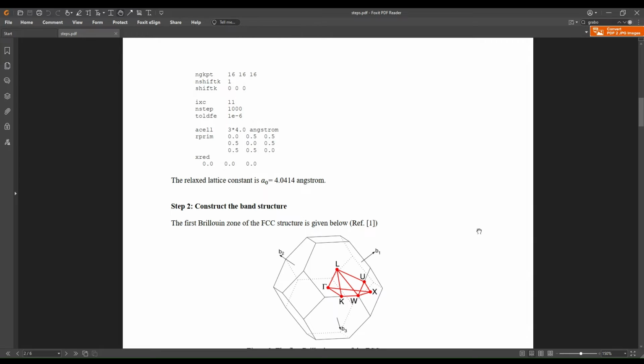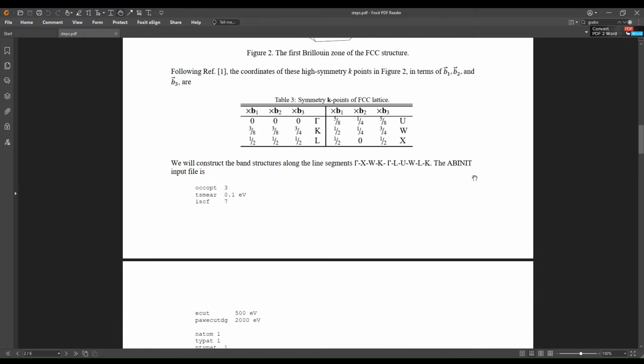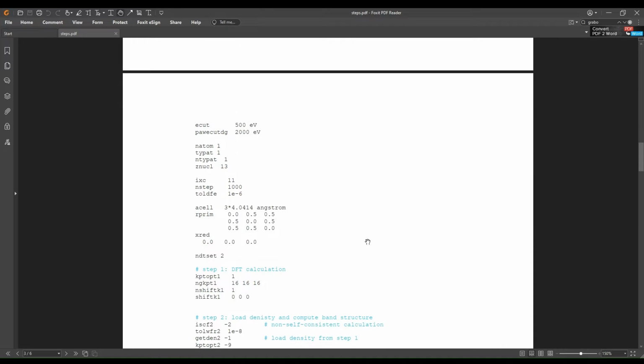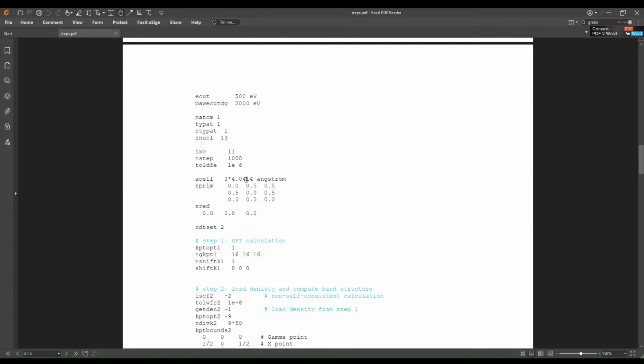So once we finished the geometry relaxation and we got the equilibrium lattice constant for the aluminum FCC structure, which is 4.0414 angstrom, in the next calculation I just plug in this equilibrium lattice constant into the Abinit program, which is 4.0414 angstrom here.